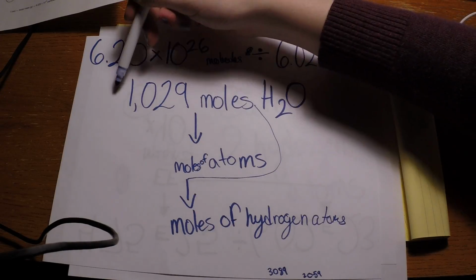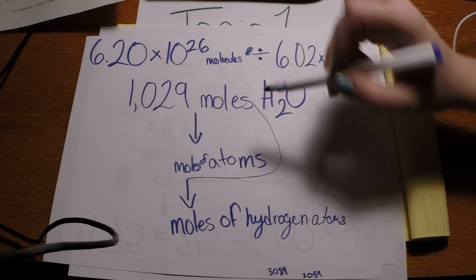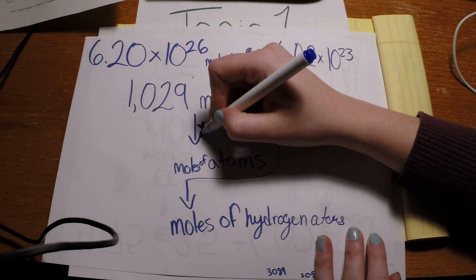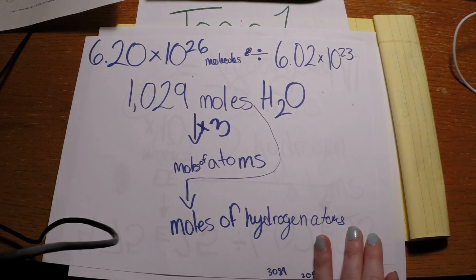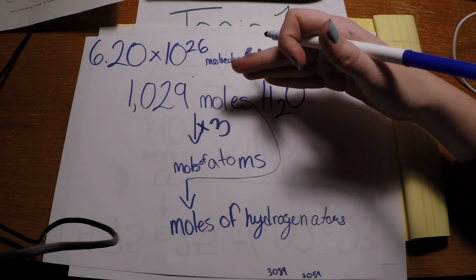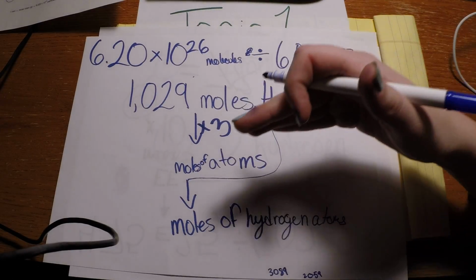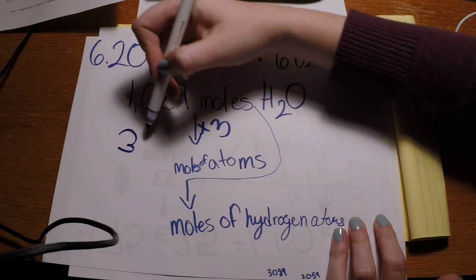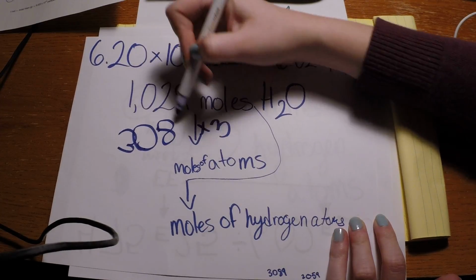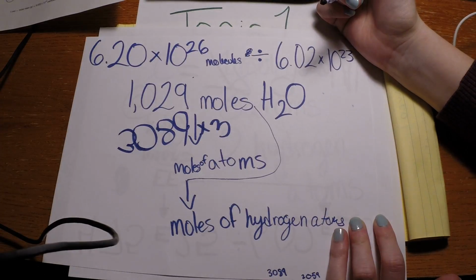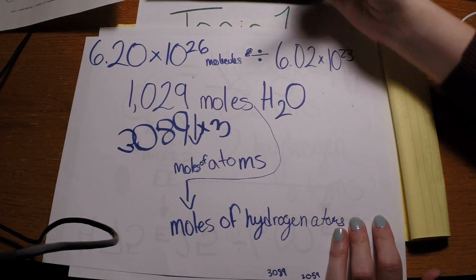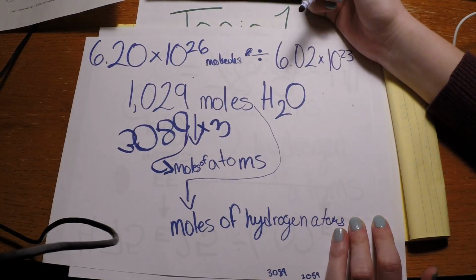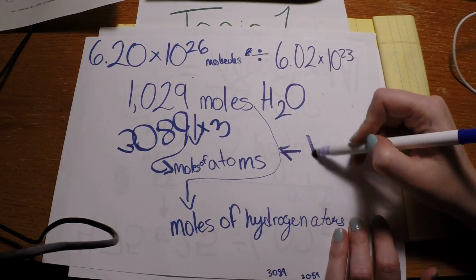So we know that we have this many moles of water. We need to know the moles of atoms. What we need to do to get from here to here is just multiply by 3. Okay? That's because there are 3 times as many moles of atoms as there are moles of water molecules. So we're going to say 3, 0, 8, 9. Isn't my handwriting super beautiful when I write upside down? I guess I shouldn't do that. All right, but anyhow, the numbers are 3, 0, 8, 9. And that is your answer for moles of atoms. So this was part B.